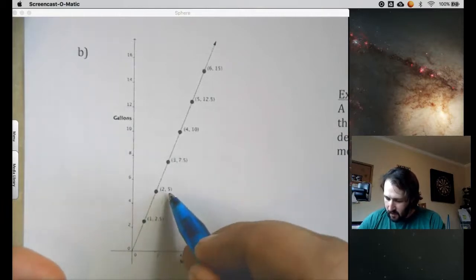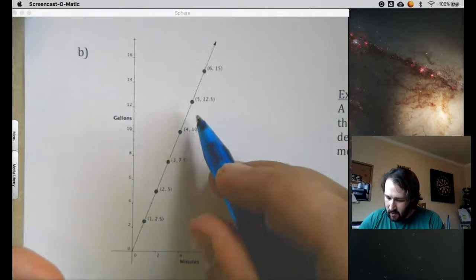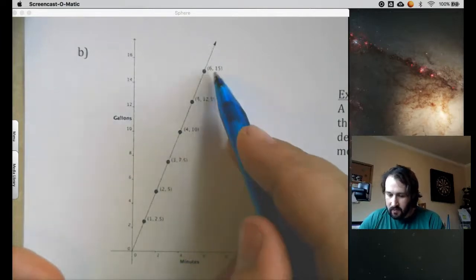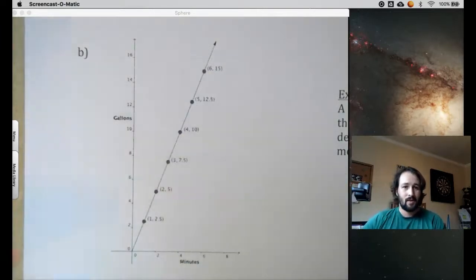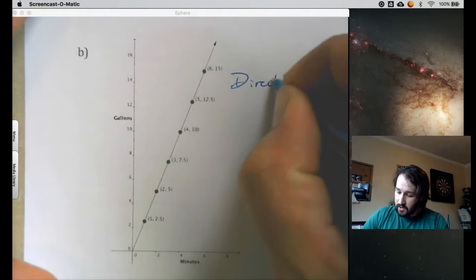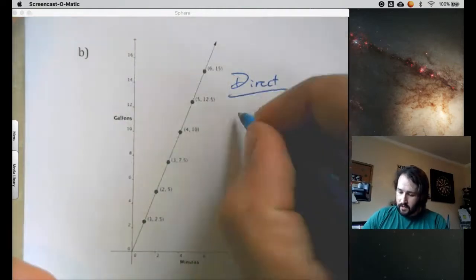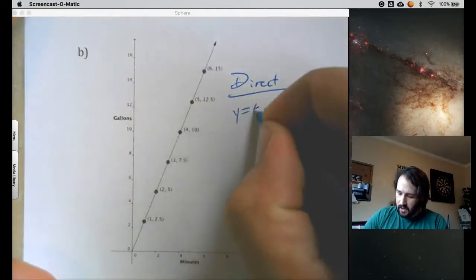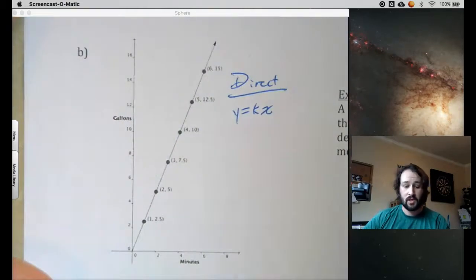And then I have 2, 5, 3, 7.5, 4, 10, 5, 12.5, 6, 15. So it looks like as the x values go up, the y values also go up. So my guess is this is direct variation. Since this is direct variation, y equals kx would be the formula that we want to check.